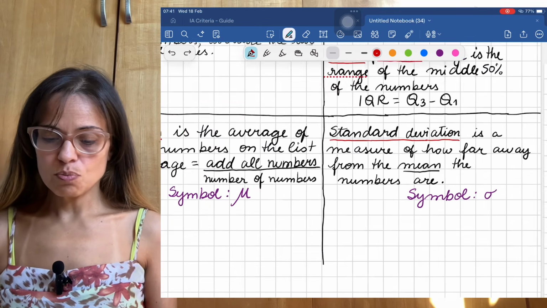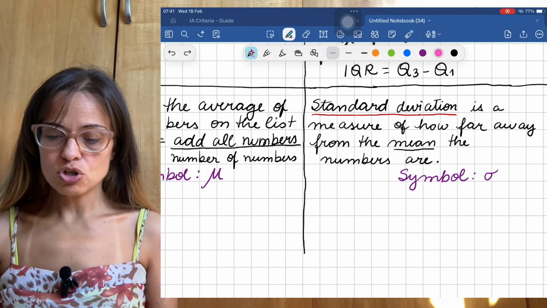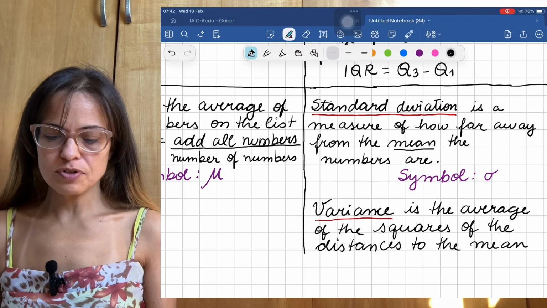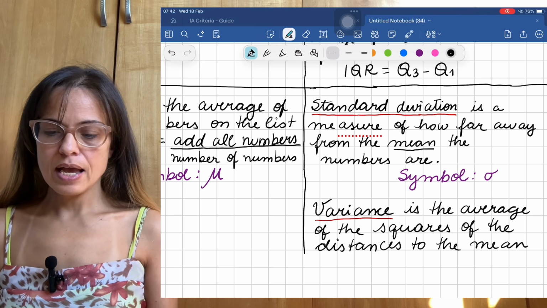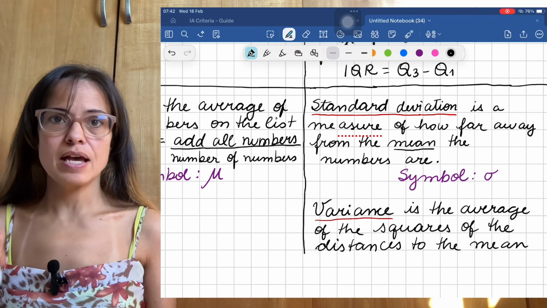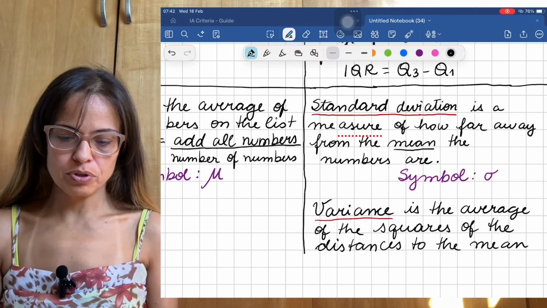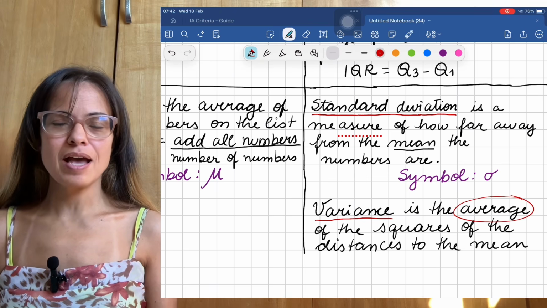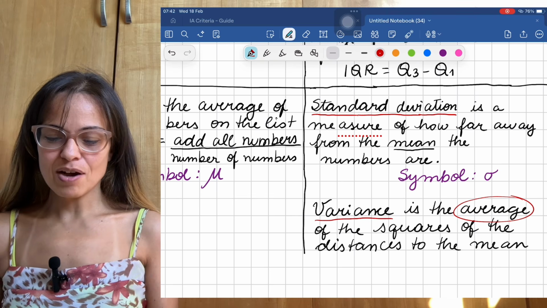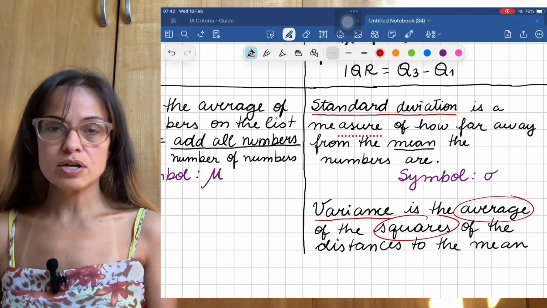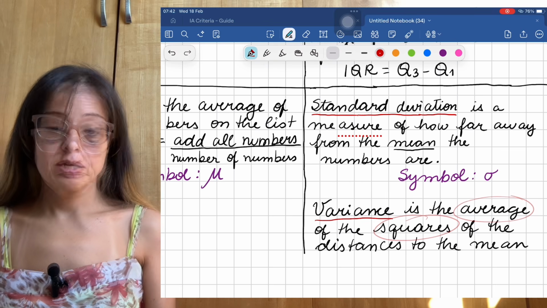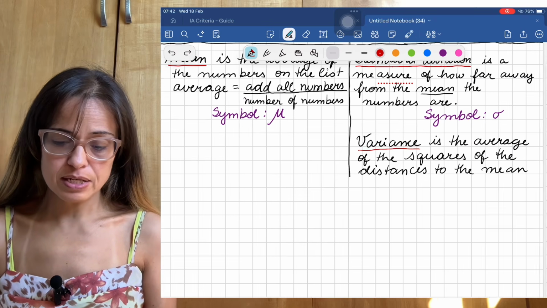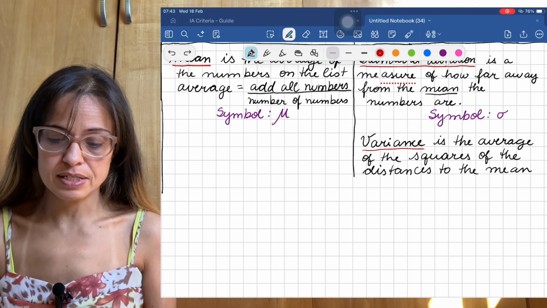So before I tell you more about this, let me put another measure of dispersion on the list, which is also a really common measure of dispersion. This is called variance. And this one is the average of something. So I have put the word average here this time, but it's not the average of the distances. It is the average of the squares of the distances. Again, calculating this is not something that the IB focuses on, but that is a little bit more precise sentence.